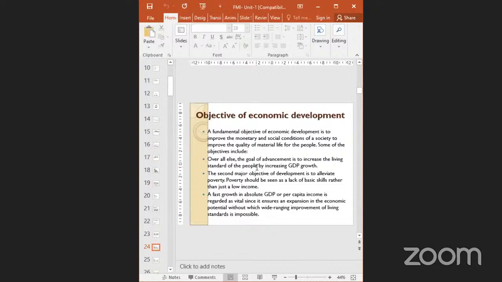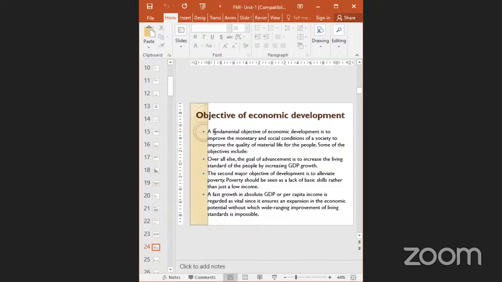Sorry for the disturbance. So, what are the basic objectives of economic development? The first and foremost objective, the fundamental objective of economic development, is to improve the monetary and social condition of the society, to improve the quality of material life for the people, and some of the other objectives that we will follow.